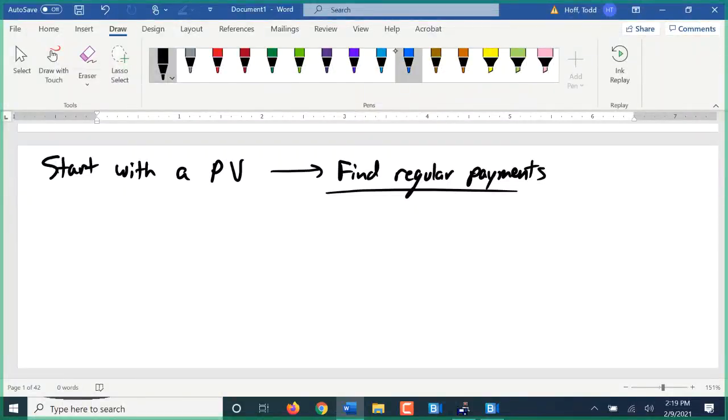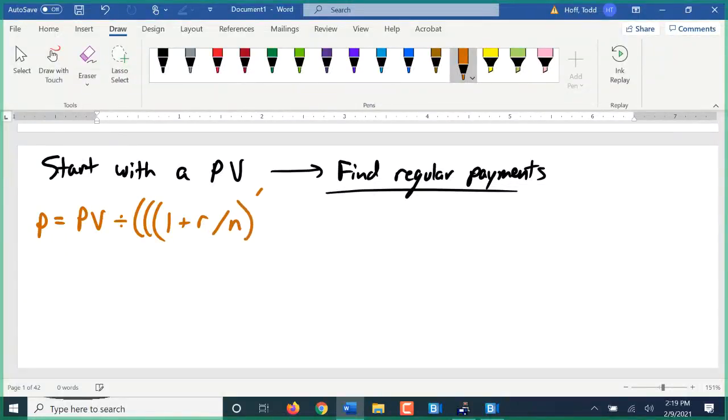So we're going to start our formula here. The regular payment is equal to that present value divided by, 3 parentheses, 1 plus r divided by n. Looking similar to the other formula so far, close parentheses, to the power of n times t, minus 1, close parentheses. It looks exactly like the other formula so far.